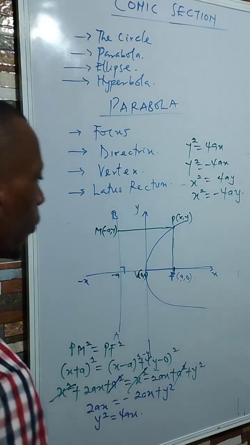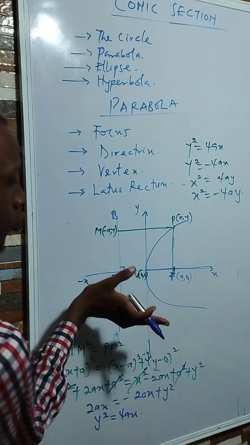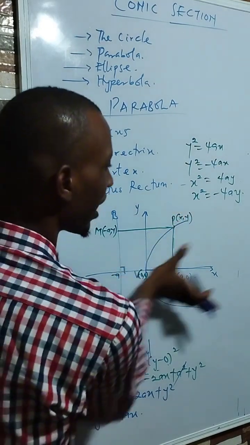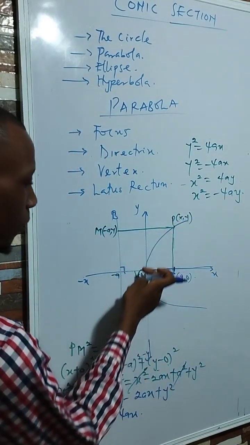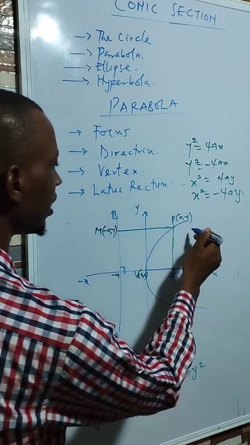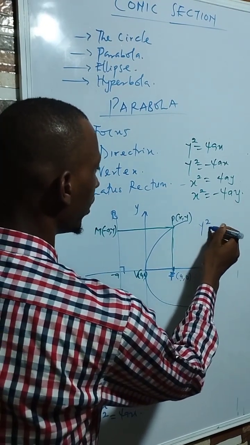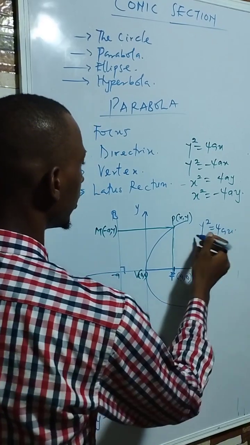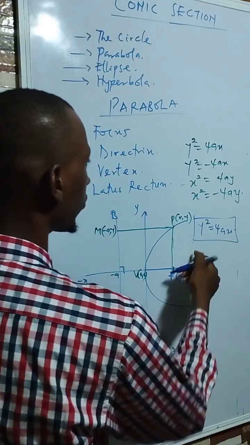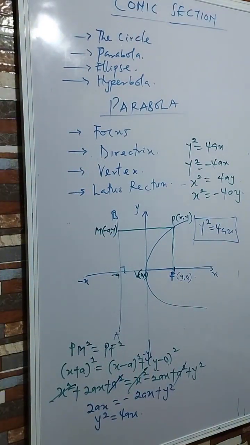So now, when you have a parabola facing the positive x-axis, it is of the form y squared equals 4ax. So that is exactly what this particular one is dealing with.